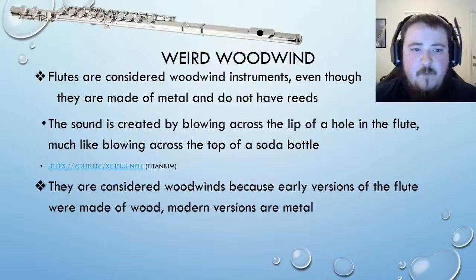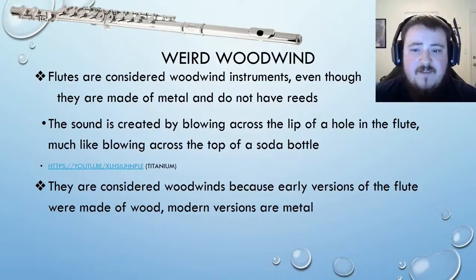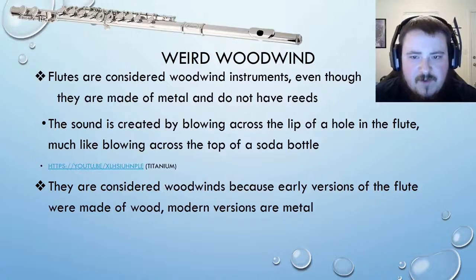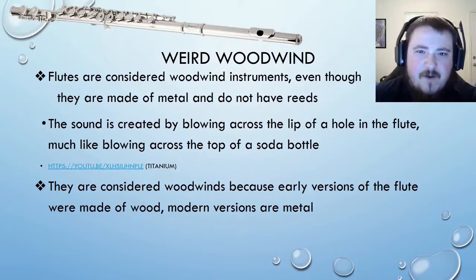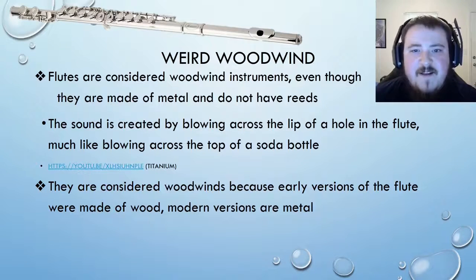Flutes are a weird woodwind, is what I have named them. Because a flute is considered a woodwind, but it's made of metal and it doesn't have a reed. The sound is actually made by blowing across the top of the hole in the flute. So you see right here, this is where the player would blow air across the top of the flute. And it's a lot like blowing across the top of a soda bottle. If you've ever gotten a soda bottle and made a whistling noise by blowing across the top of it, that is exactly how a flute makes sound.